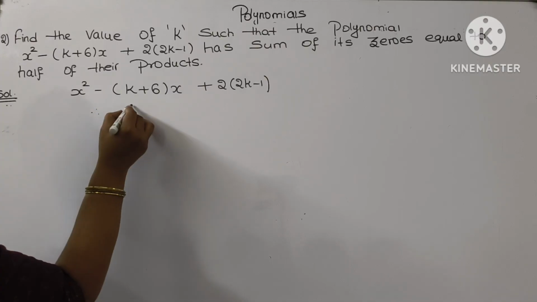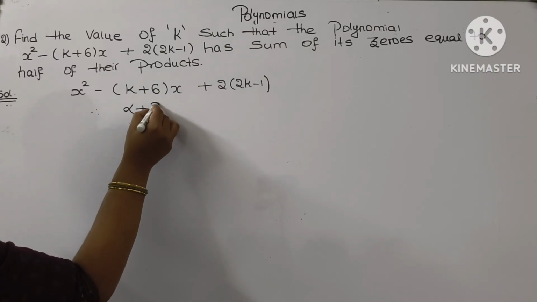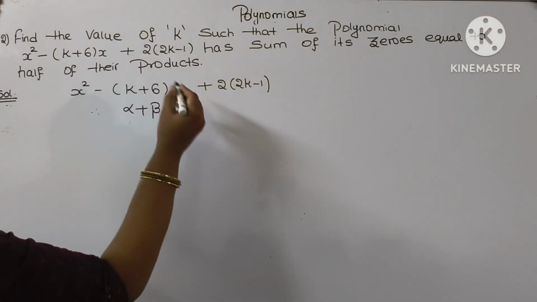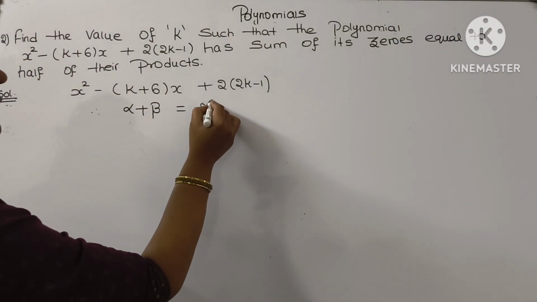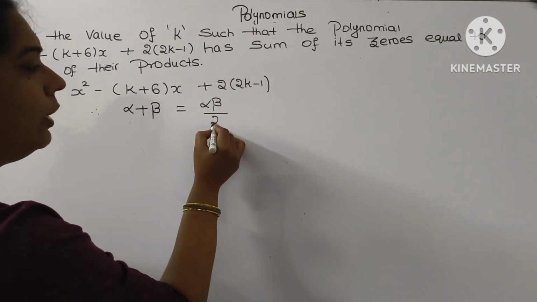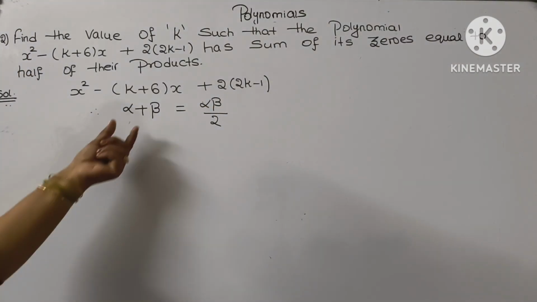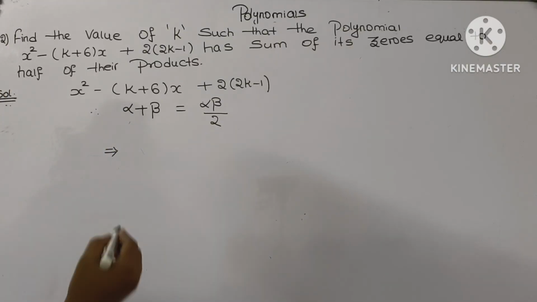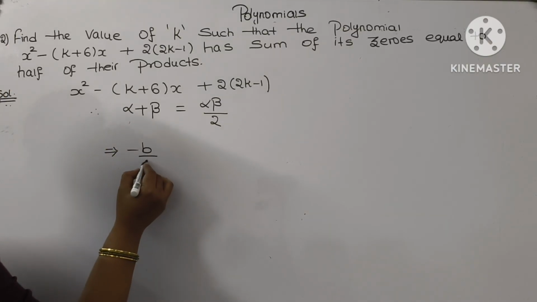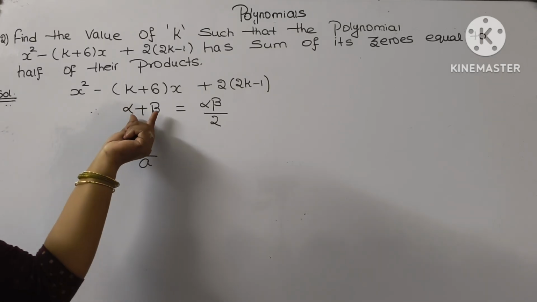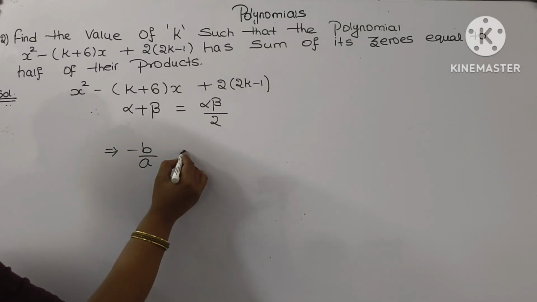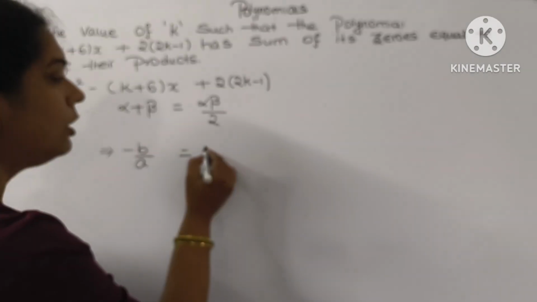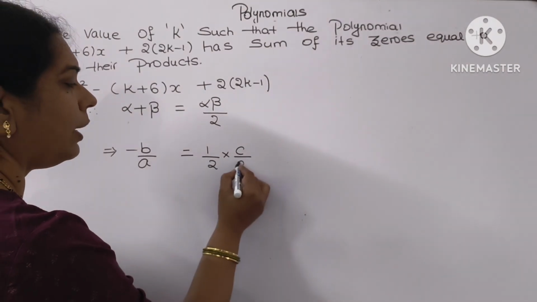Therefore, what is given? Sum of zeros. The zeros, as you know, we write as alpha and beta. So, sum of zeros is equal to half the product. This is the product of the zeros, half, so divided by 2. This is the condition. Now, what do we know? We know that the sum of the zeros is equal to minus b by a. This is the relation between the zeros and the coefficients. So, make use of it. Alpha beta, the product of the zeros, is equal to c by a.